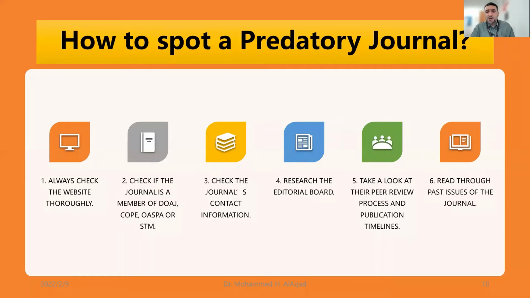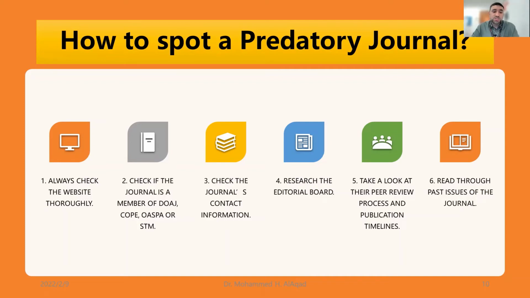Okay, now how to spot a predatory journal? Let's say we have a predatory journal and we are going to publish an article. As a normal scholar or a normal researcher, how can I know whether this journal is predatory or not? Just by following simple steps. Okay, here we have a few steps.